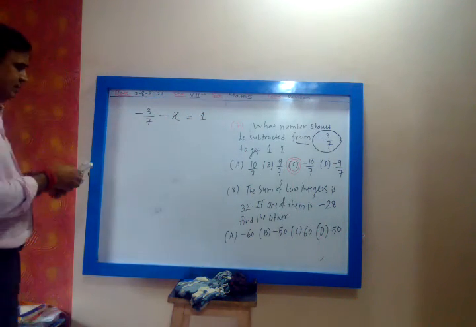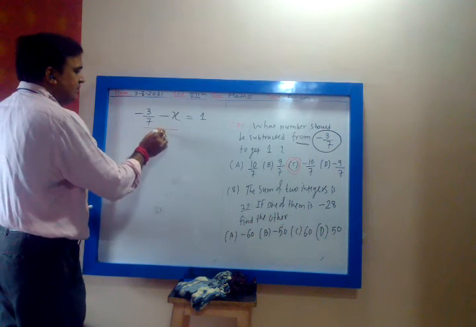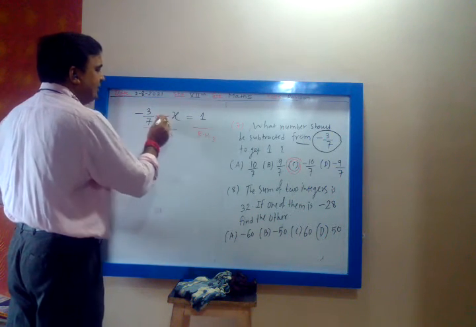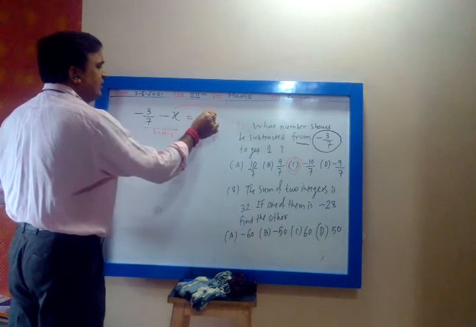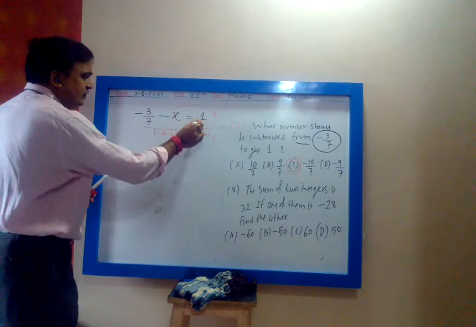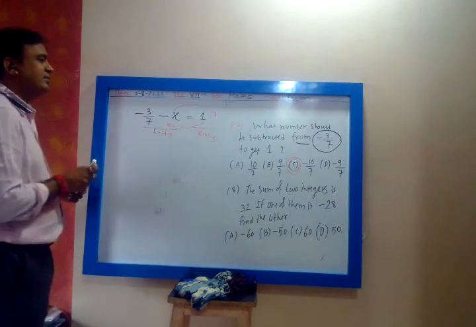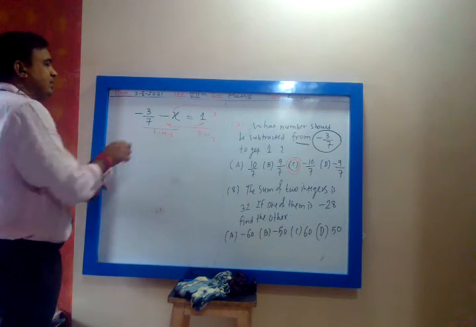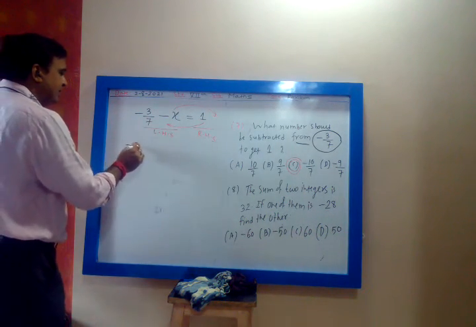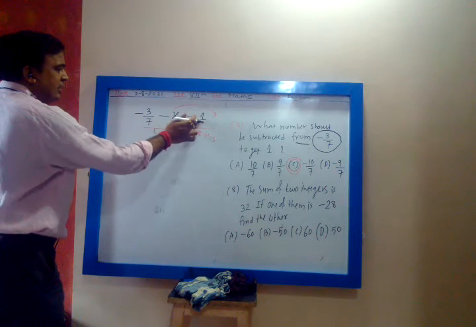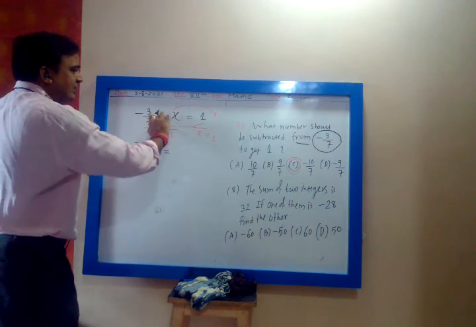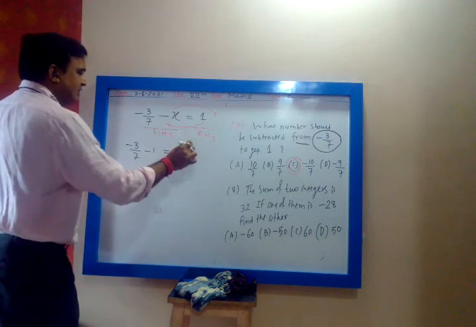Now see, this is my left hand side and this is my right hand side. In the left hand side, x is minus. So x I will take on the right hand side, and this 1 I will take on the left hand side. So this becomes minus 3 by 7. When I take 1 on the left hand side, it becomes minus 1 is equal to, when I take minus x on the right hand side, it becomes plus x.